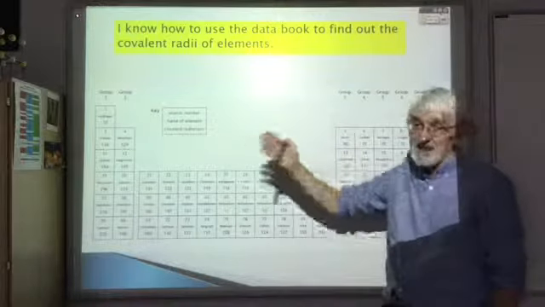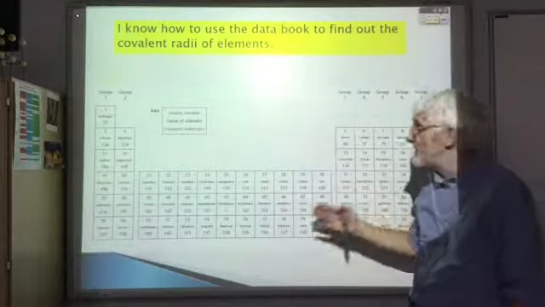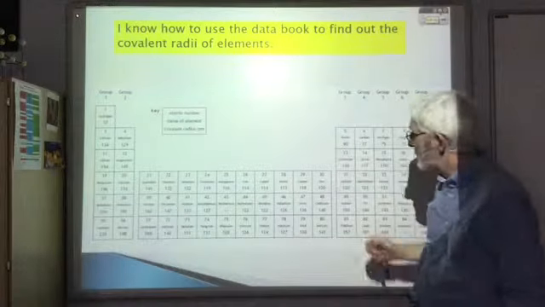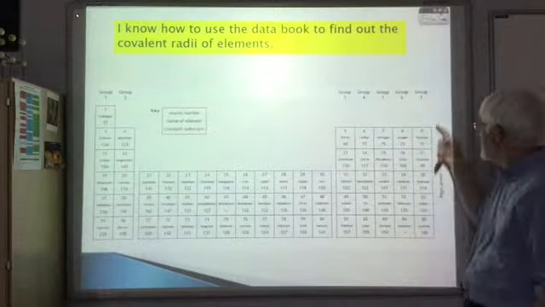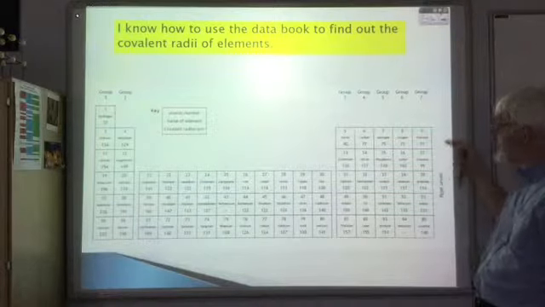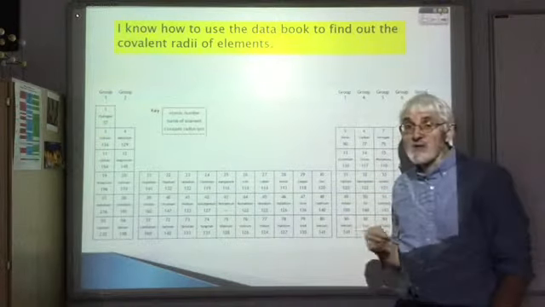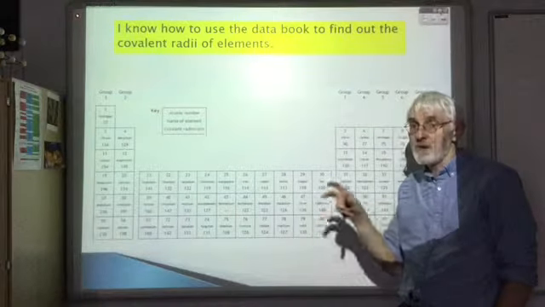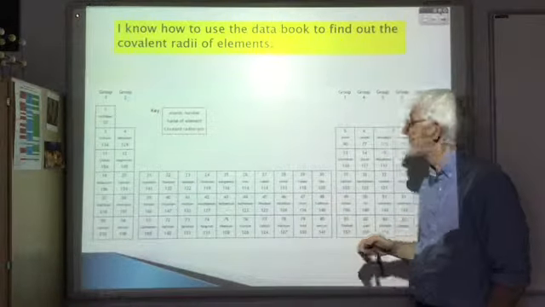So the trend is, and you look at the data booklet to remind yourself, atomic size decreases across a period, increases down the group. Just notice that in this table it hasn't got group 0 elements. That's because the noble gases don't form covalent bonds, so the covalent radius cannot be measured.